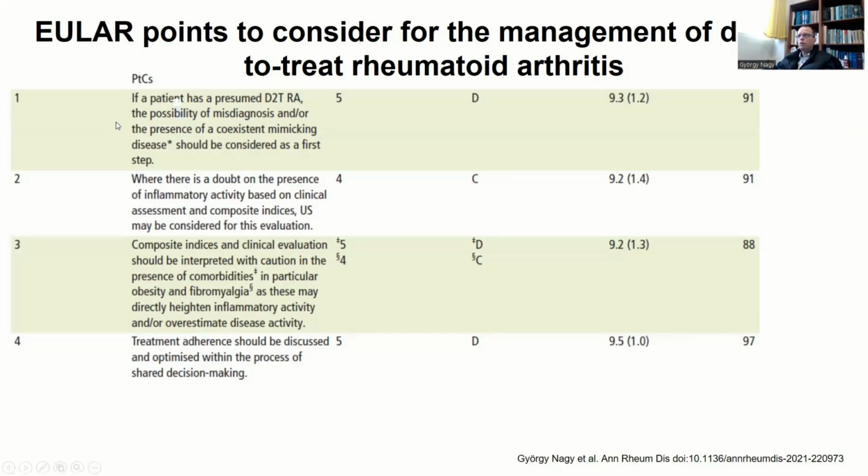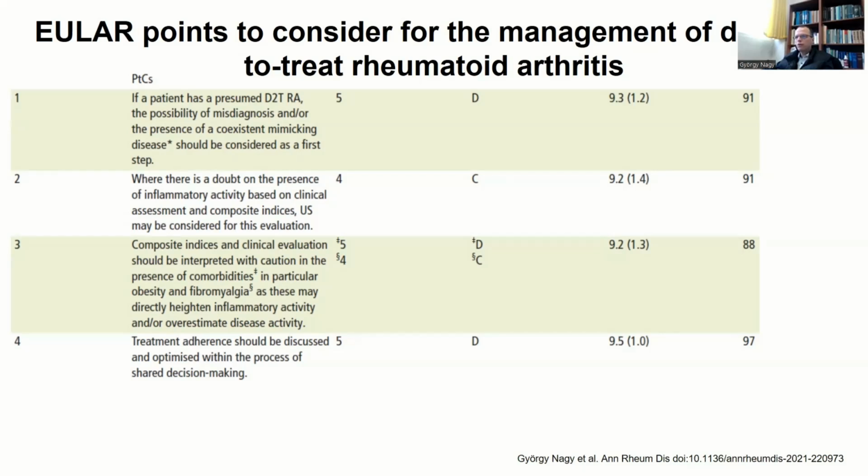So the first is hierarchically, I think, the most important for the clinical practice as well. If a patient has difficult to treat disease, then the first thing to do is to rule out the misdiagnosis or to study the potential coexistence of mimicking diseases. So that's the first step, to clarify and to actively reassess the diagnosis. And there was really a very good agreement among task force members that this should be the first step if our patient has difficult to treat disease to reach an optimal treatment.